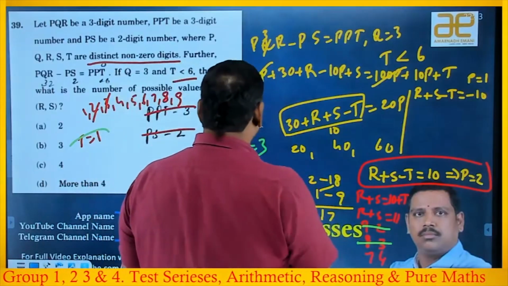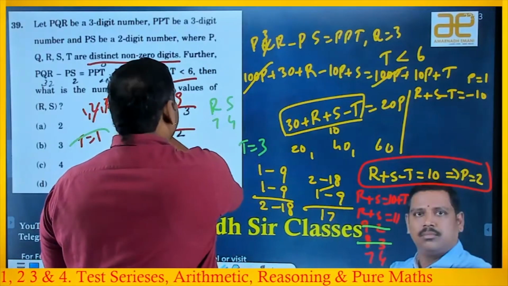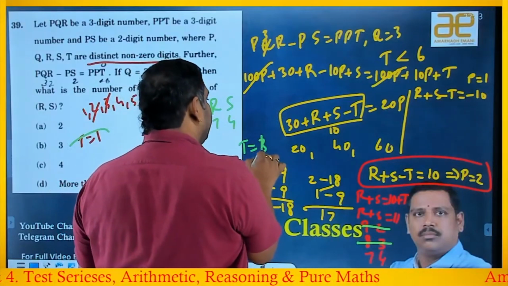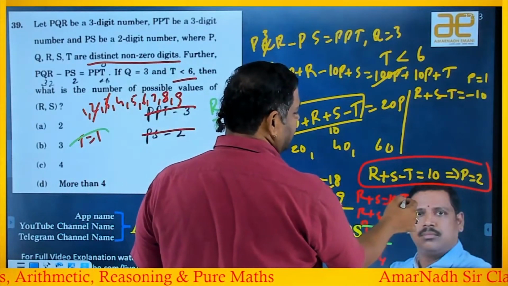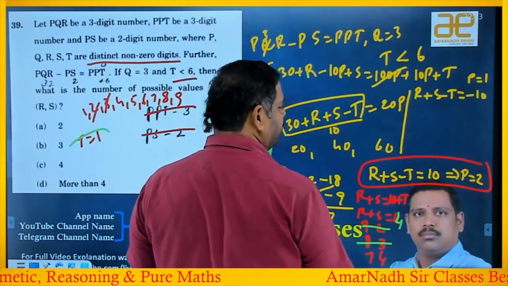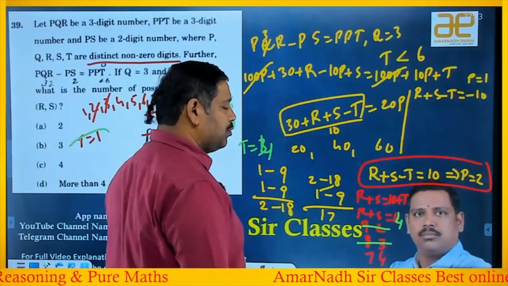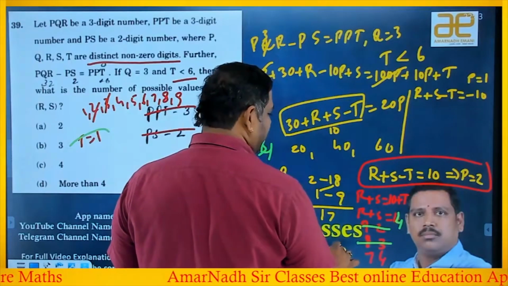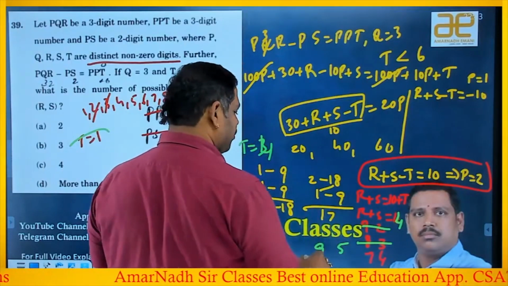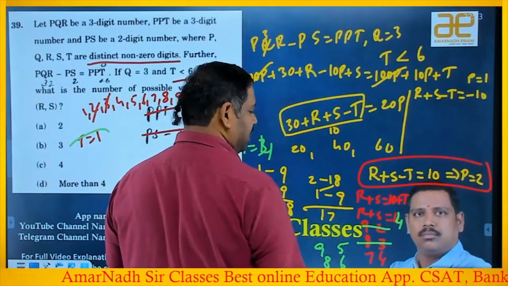So T is equal to 3 is not a possibility because already it is taking Q, right? So now if I take T is equal to 4, then what happens is 10 plus T, 10 plus 4 means 14. R plus S is equal to 14 means the values that you will get, where you will get 14, is 9 and 5 is one possibility. 8 and 6 are another possibility.